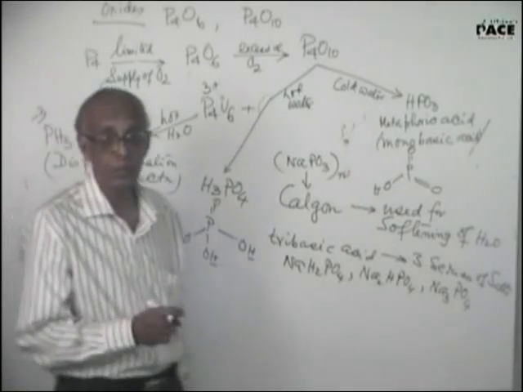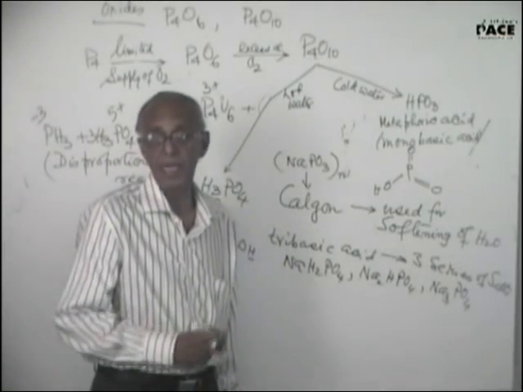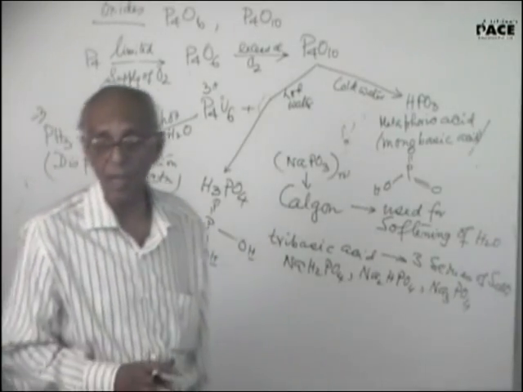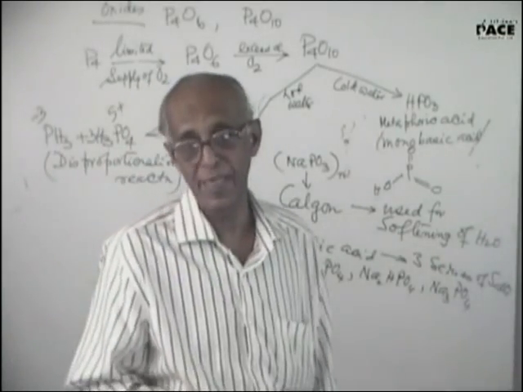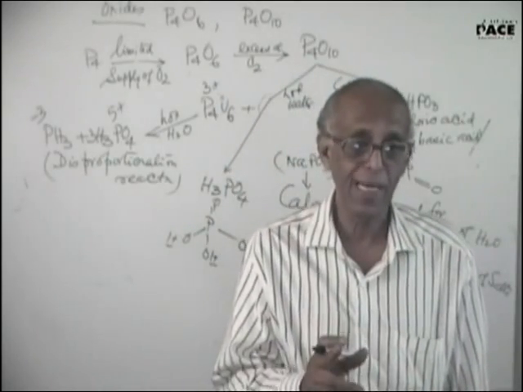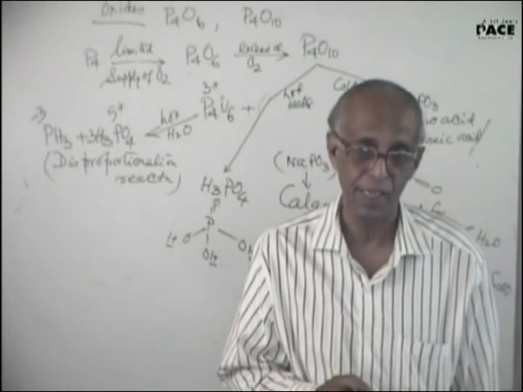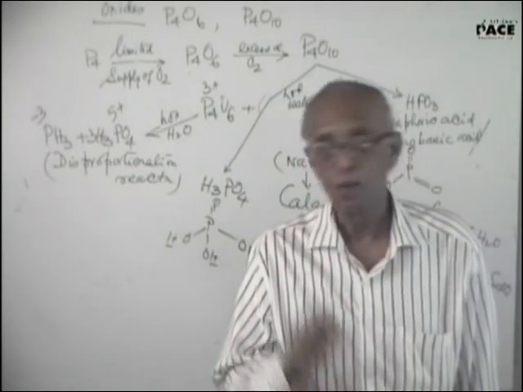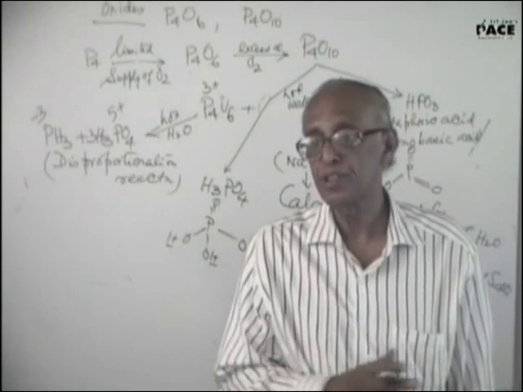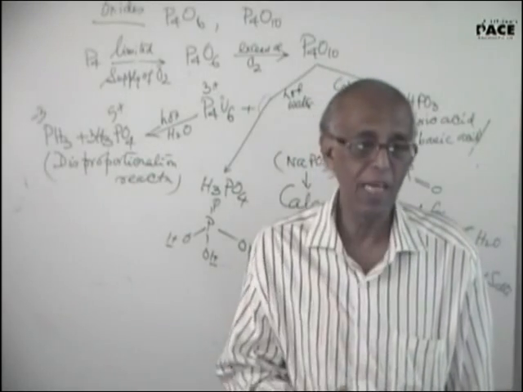But the aqueous solution of sodium phosphate is strongly alkaline, because 1 mole of sodium phosphate on hydrolysis gives 1 mole of phosphoric acid and 3 moles of sodium hydroxide. Now, sodium hydroxide is a very strong base, so this solution is strongly alkaline.